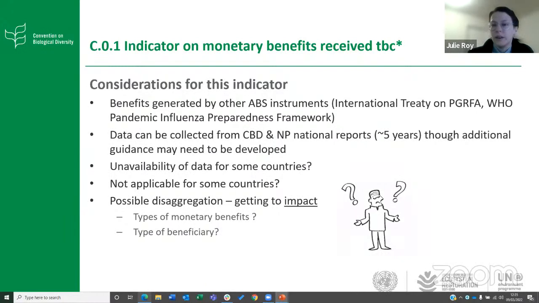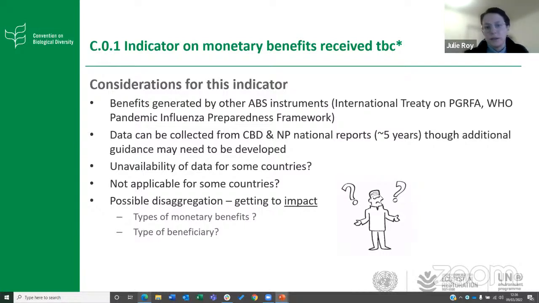Looking at an indicator under the GBF process for monetary benefits, we do have something to build on, but there's a lot that could be improved. We could think about including benefits generated by other ABS instruments. In the process, we've seen many mentions of the International Treaty on Plant Genetic Resources for Food and Agriculture and the Pandemic Influenza Preparedness Framework. These are multilateral systems of ABS. They have a different way of operating, but they also have information available. In a way, they might be more experienced in collecting this type of information on benefits distributed to countries who need it the most in their context.